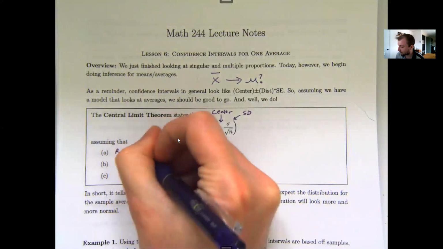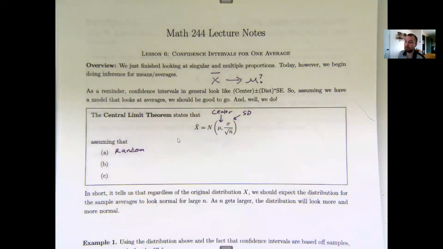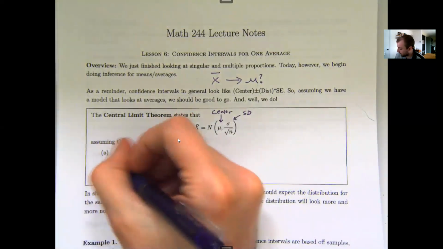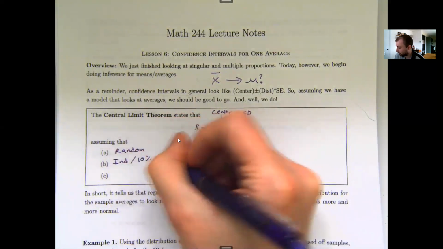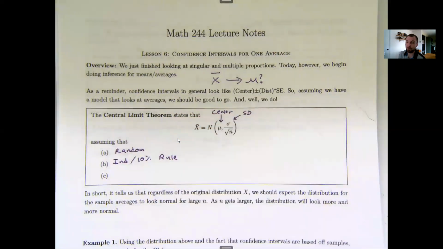Random, this means I'm collecting that data without bias. If I was only taking the small bagels, that wouldn't work out. Independent, I need to make sure that the weight of one does not affect another. The backup for that is sampling less than 10% of the population. Sampling less than 10% of the population means that things are kind of spread out in such a way that they don't affect each other.